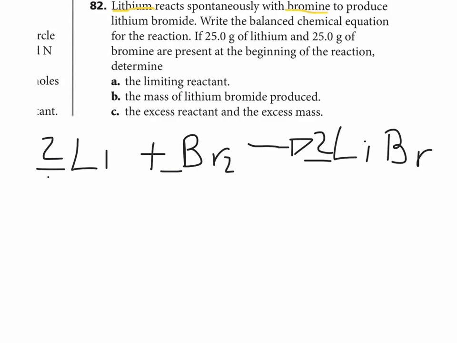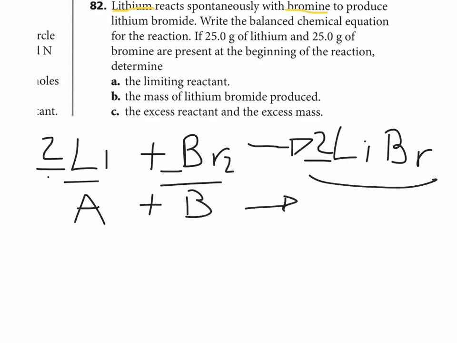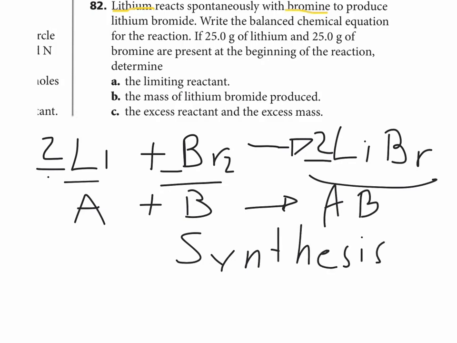So the next part is to classify the reaction. As you can notice, you have 2 reactants that produce only 1 product. It's something like this: you have A plus B, and it forms a compound that is AB. We call this type of reaction synthesis. So these kinds of reactions are synthesis. Two elements react to form one single compound.